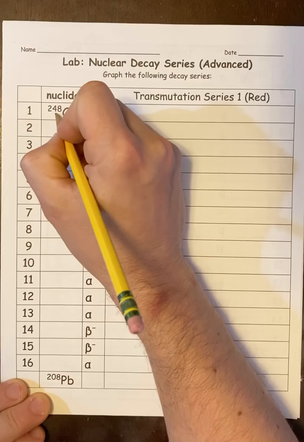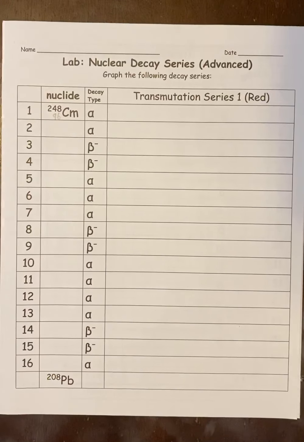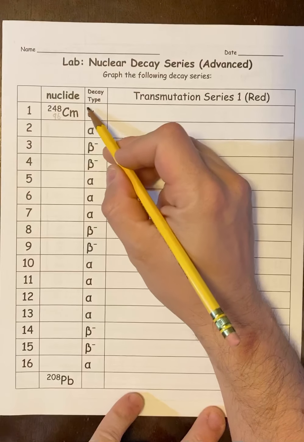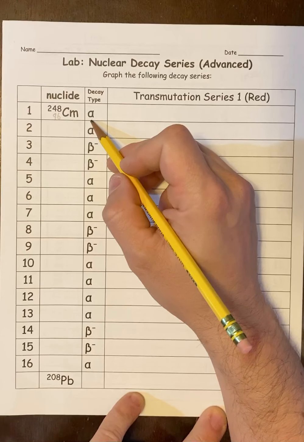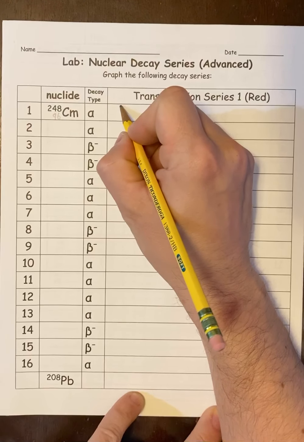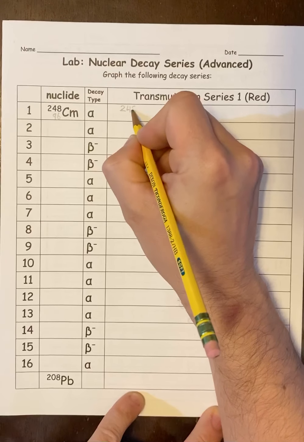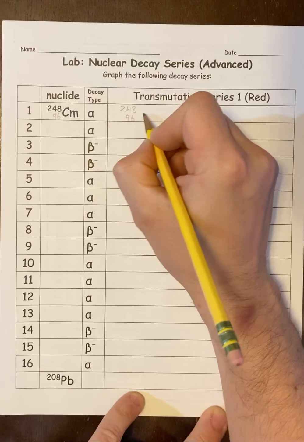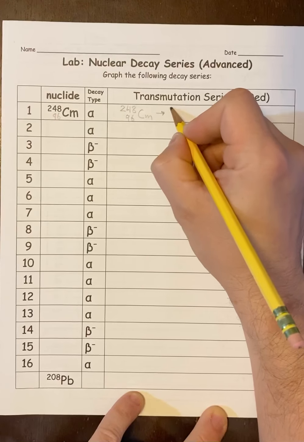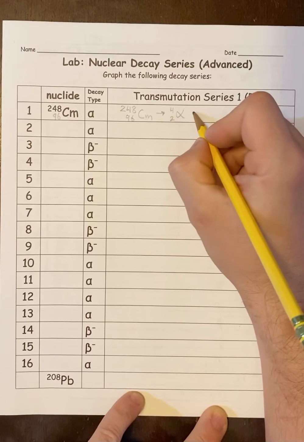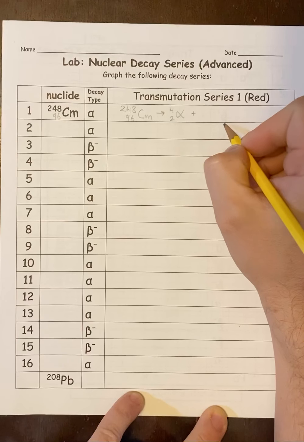So this is CM, which is element 96, and then this, it's a weird font, but it is an alpha. This would be our beta, and it's saying your decay type. So all you're going to do, just like in the last lab, 248, you can put your arrow, you're going to put your alpha in, 4, 2, I draw my alphas like that, plus blank. Now we just solve for blank.